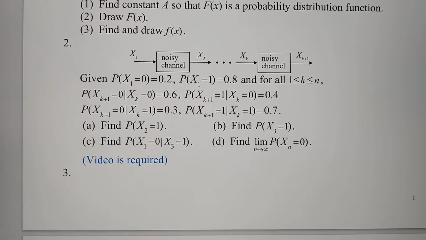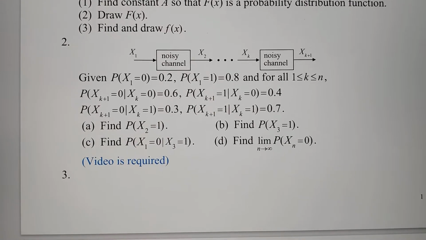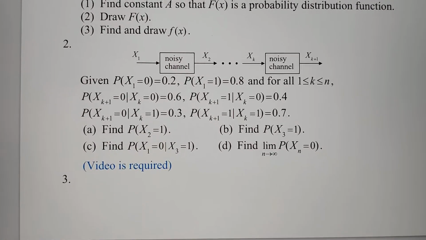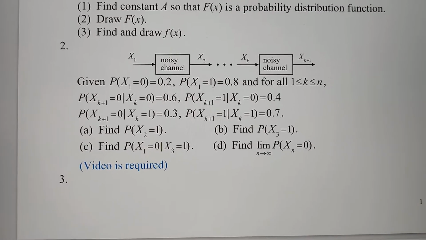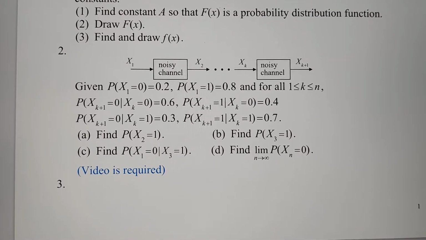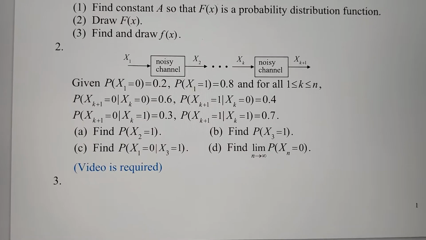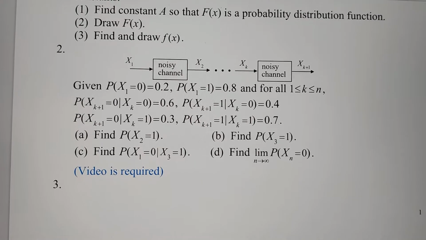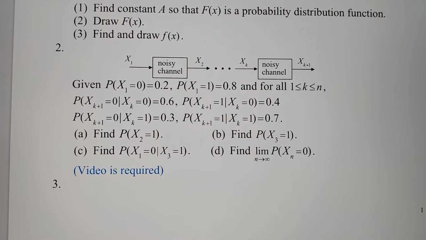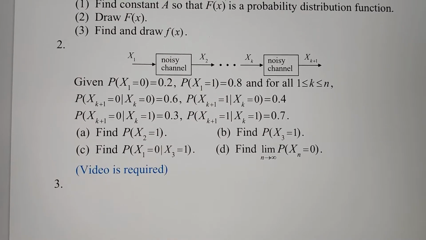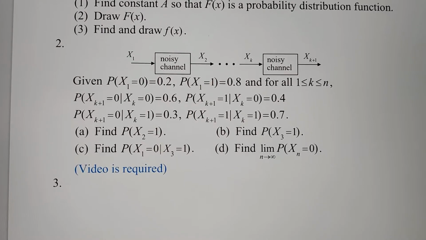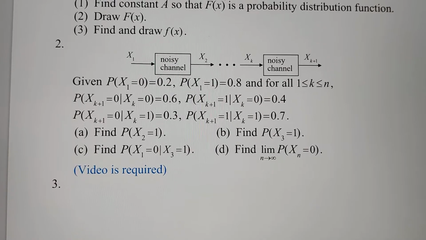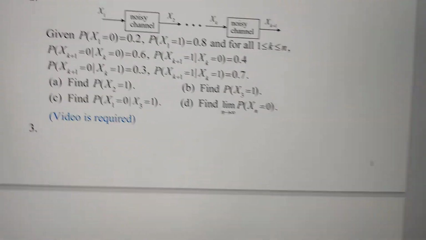Here is my video presentation for ECE6303 Homework 2, Question 2. Here is the question. We can see there is a signal passing into many noisy channels, and the data of the signal may be changed or may not. Here is the probability of each condition, and the question asks us to find some probability.